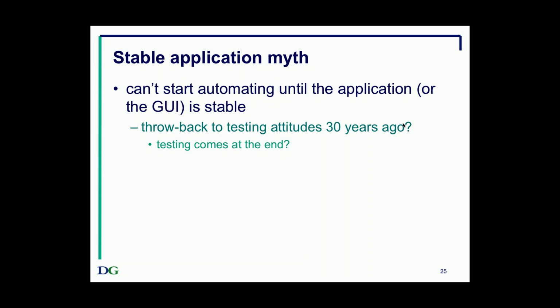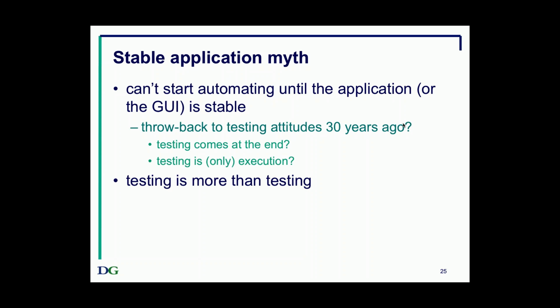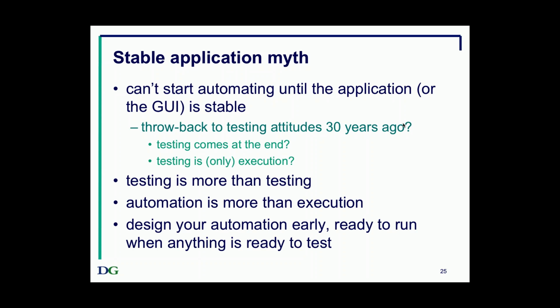It's a throwback. So thinking that testing comes at the end, thinking that automation comes at the end of the testing. And also, testing is only execution? Certainly not. The design of the tests and also the design of the automation should come early, should come first. Just as testing is more than test execution, automation is also more than execution. If you can design your automation early on and get it ready to run whenever there is something ready to test, then you have a lot more benefit from the automation.